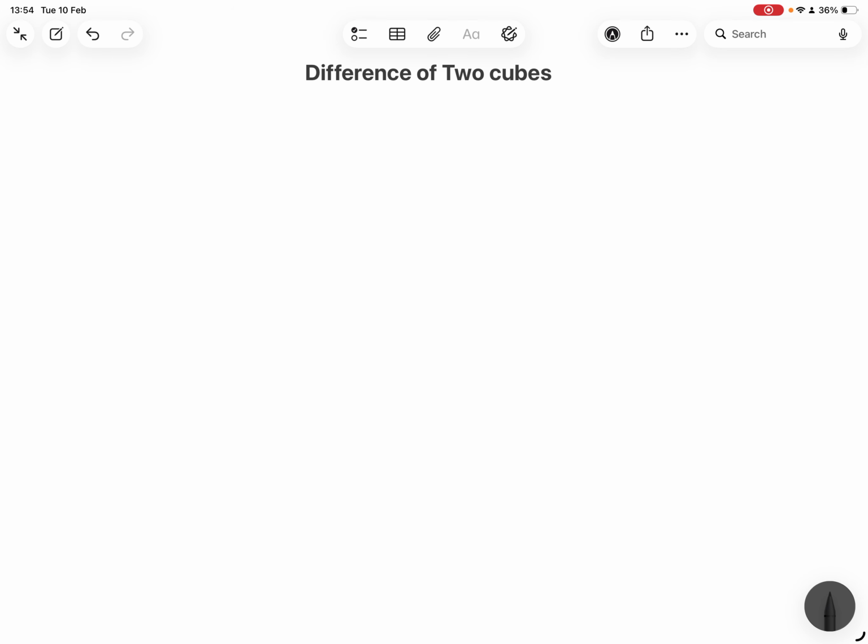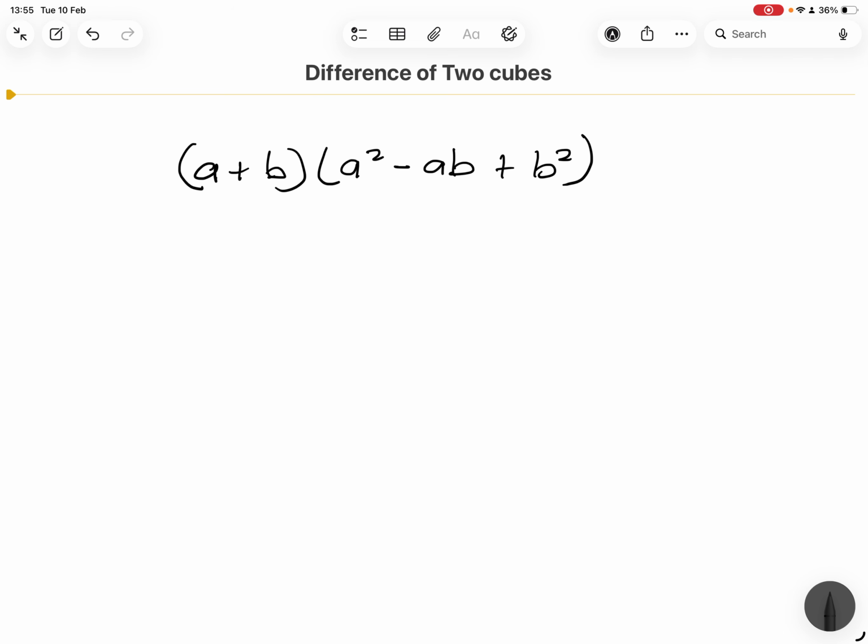Now let's talk about what happens when I am multiplying a binomial and a trinomial that results in the difference of two cubes. Now I'm going to make an example. So if I've got something like a plus b, and please look at it very carefully, and I'm multiplying it with something a squared minus ab plus b squared. I want you to note very specifically what is inside these brackets.